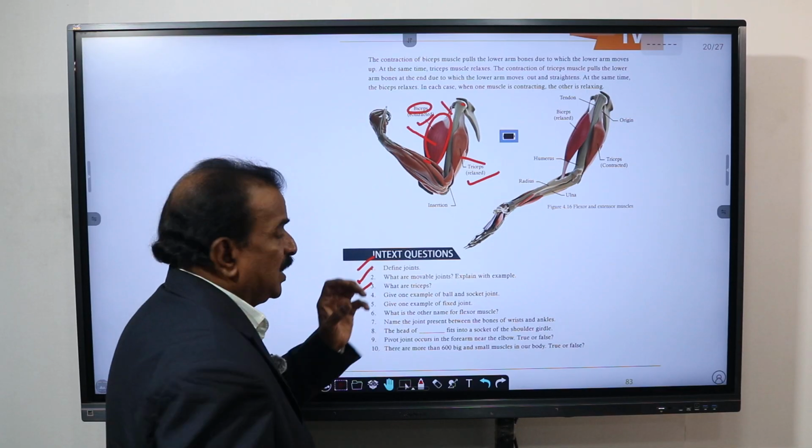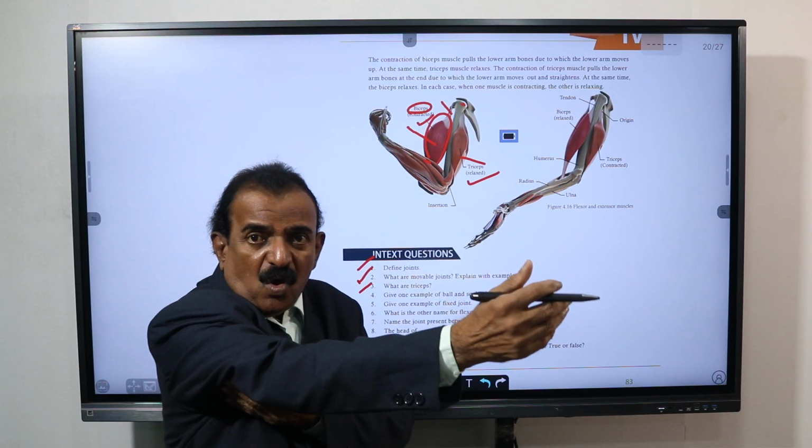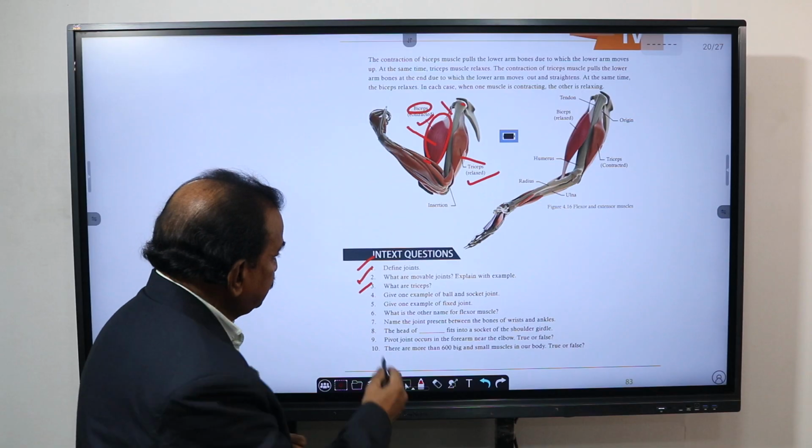And the third question: what are triceps? Triceps are the muscles present in the forearm, and they are also called extensor muscles.